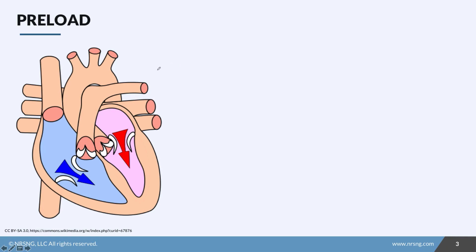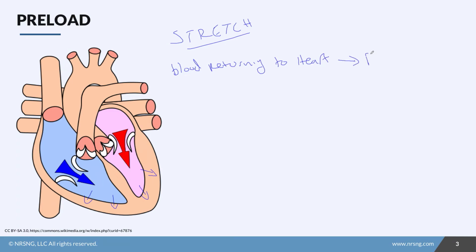Now, there's a lot of ways that people use to understand preload, but the best way to think about it is stretch. Okay? Think of preload as stretch. It's the amount the heart stretches because of how much it is filled. So it's the blood returning to the heart that impacts preload. Blood returning to heart is going to have a direct impact on preload. It's going to impact how much stretch occurs.